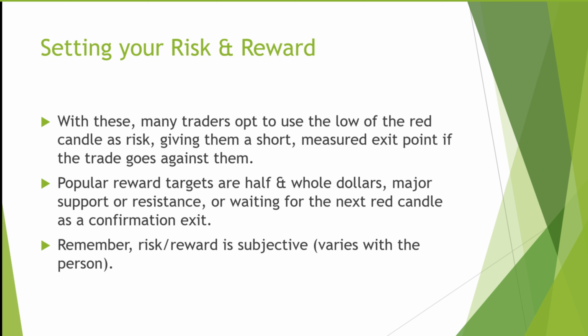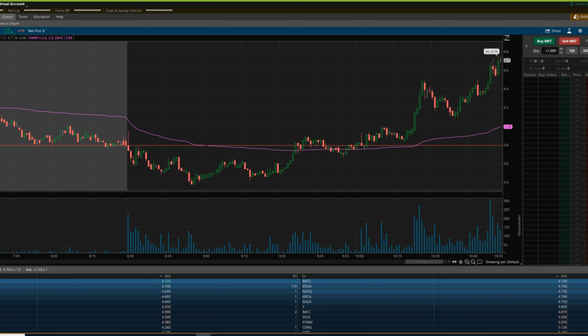But like I said, half and whole dollars are reasonable. Previous support that turned into resistance, and so forth and so on. These are subjective as well. It's going to vary with the person, but my goal in this is just to give you ideas with your risk and reward. And we'll go over a few examples and how we should approach it in a minute. Now, we see a parabolic curve.